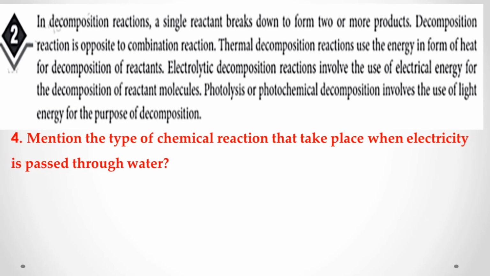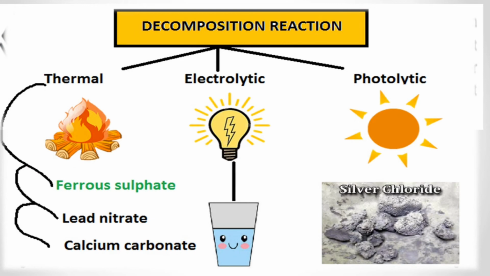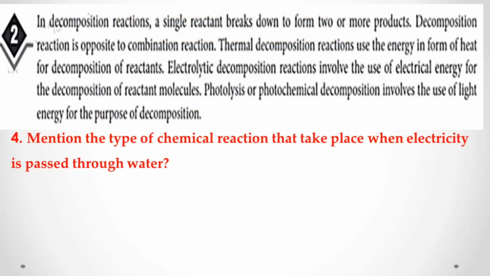Question number 4. Mention the type of chemical reaction that takes place when electricity is passed through water. So again, we know that decomposition reactions are of 3 types: thermal, electrolytic and photolytic. In thermal, you learn 3 examples: ferrous sulfate, lead nitrate and calcium carbonate. The only example that you learn in electrolytic decomposition is the electrolysis of water, and in photolytic, the silver halides. So in the electrolysis of water, we know that when electricity is passed through it, water decomposes to 2 respective gases, hydrogen and oxygen, in the ratio 2:1.